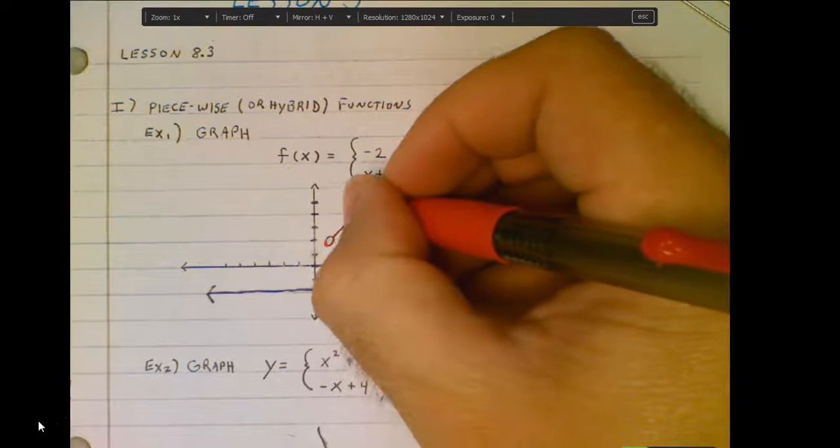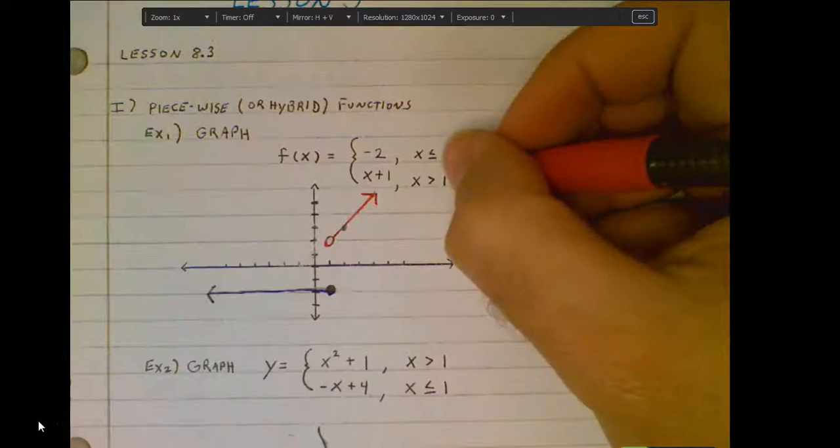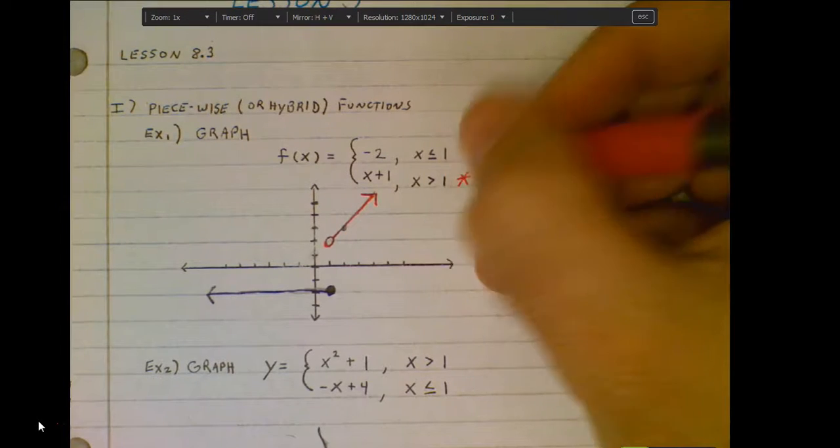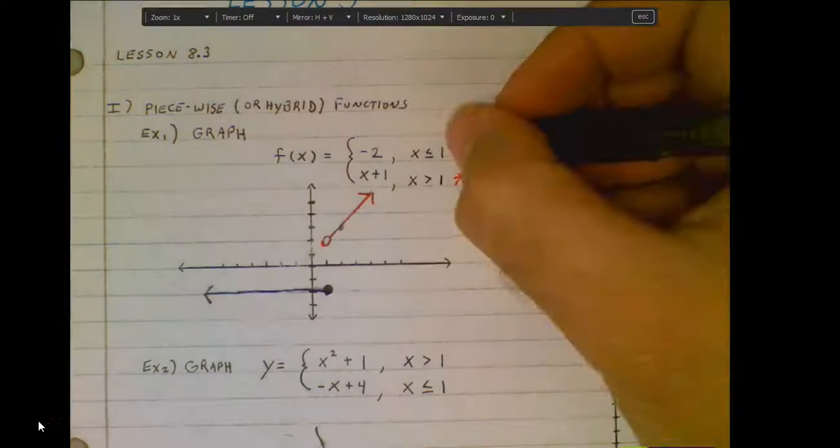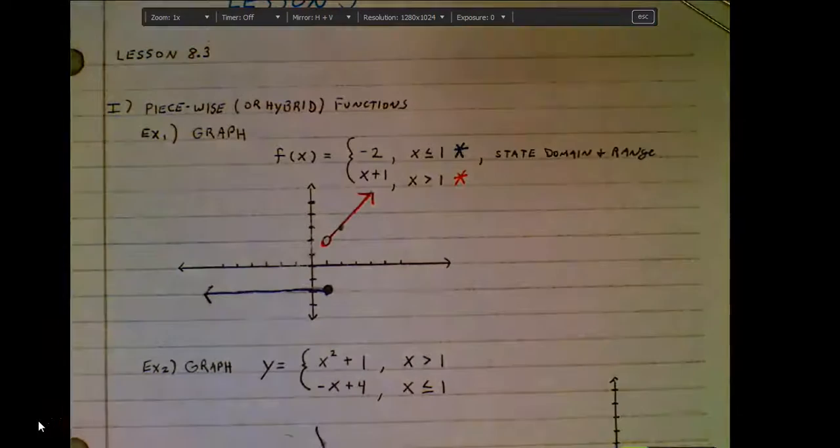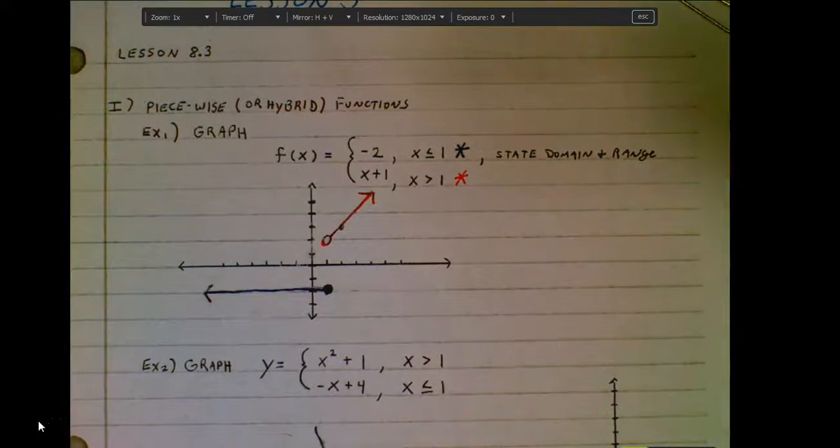These are kind of good to do in color, so if you're ever looking back at your notes, you can identify which graph was which if you need to look back and see what you did on that.